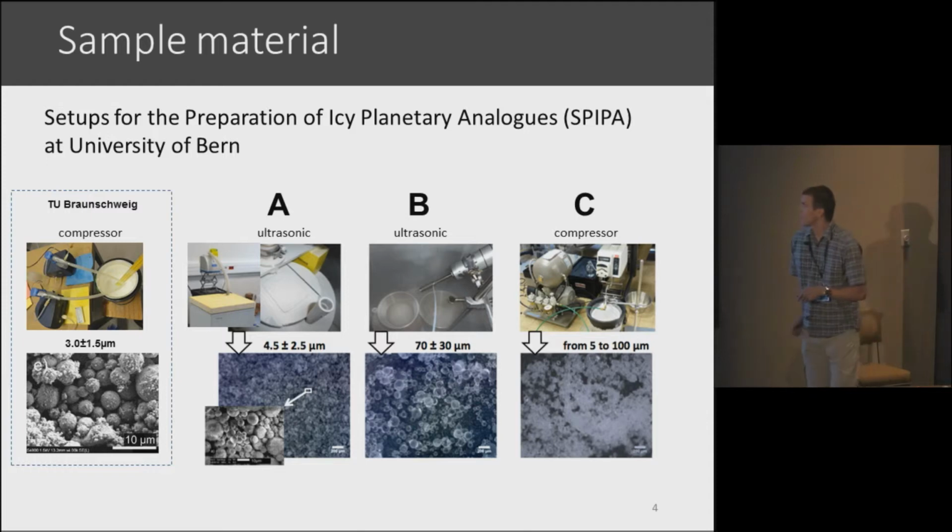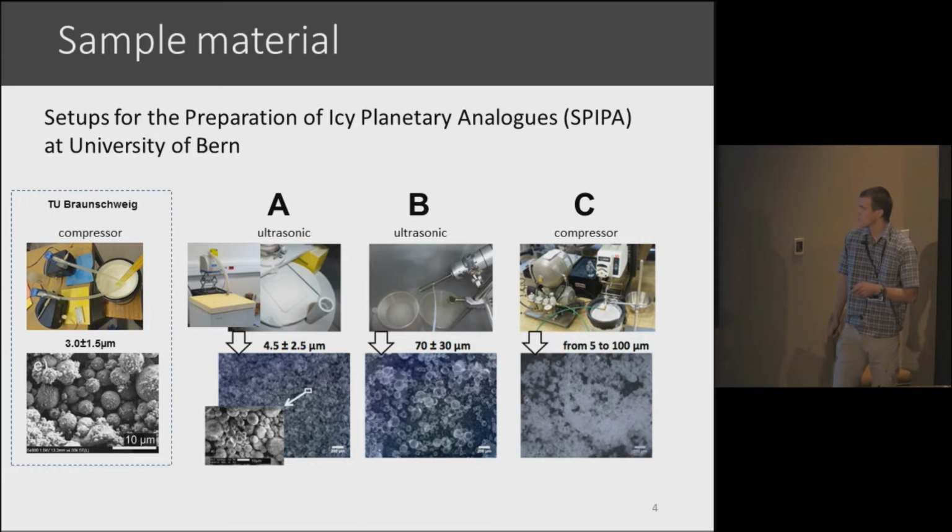So we developed in previous years a bunch of different production methods for such tiny ice particles. The original one was mainly done in Braunschweig. This is a commercial medical inhalation device that produces a fine nebula that we guide directly into liquid nitrogen and create such 3-micron particles. Then you have some other ones, mainly developed for higher production rates for cometary experiments.